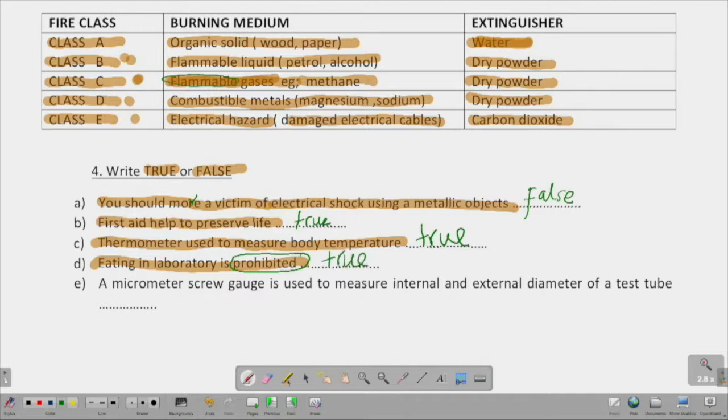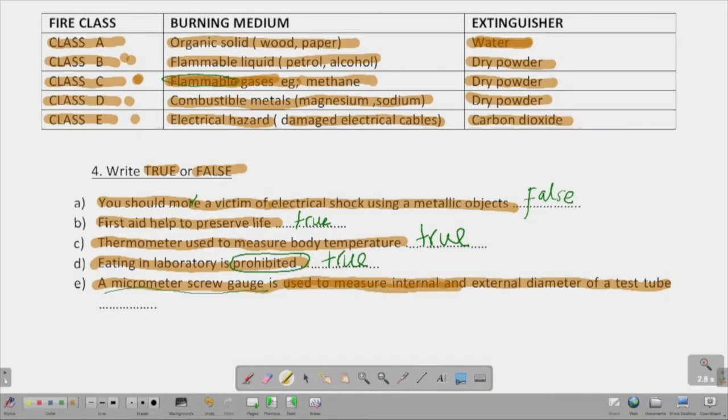And let's look at number E. It says a micrometer screw gauge is used to measure internal and external diameter of a test tube. Okay, so a micrometer screw gauge is a device that your teacher, when he or she takes you in the laboratory, should be showing you. This device is actually used to measure the diameter of a wire. You want to use a certain wire and you need to know what is its diameter. So how are you going to know? You use this device known as micrometer screw gauge.